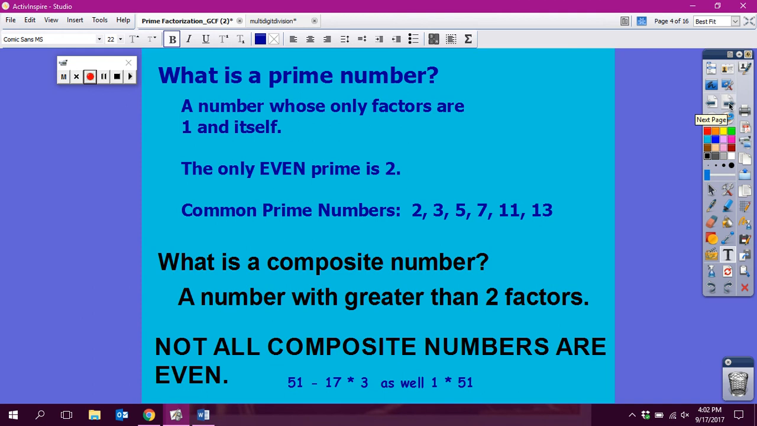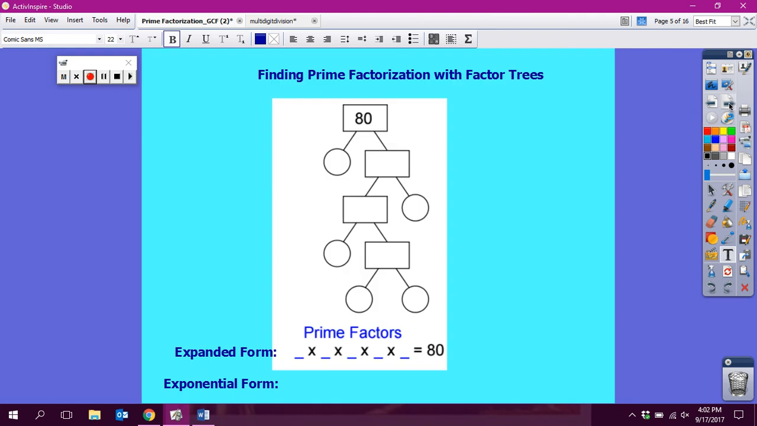Okay, so remember, you can pause this at any time. If you feel like I'm going too fast, pause it and rewind, okay? So moving forward, you can find the prime factorization of a number by creating what's called a factor tree.